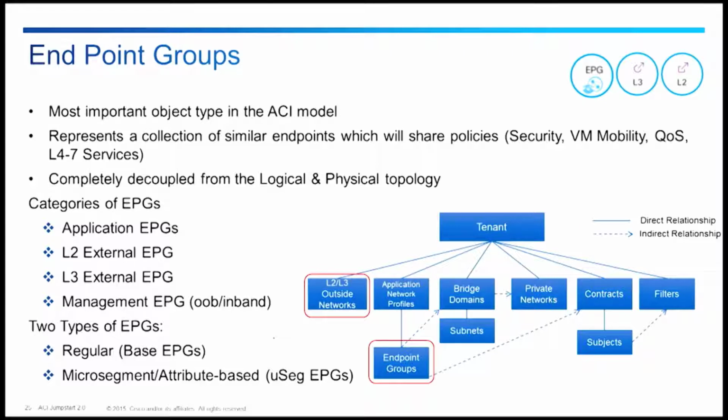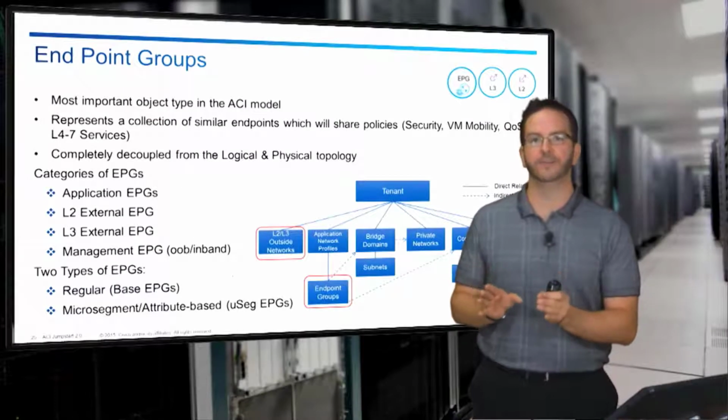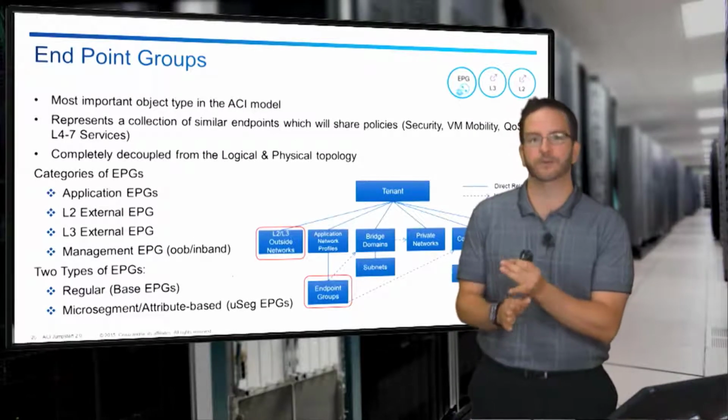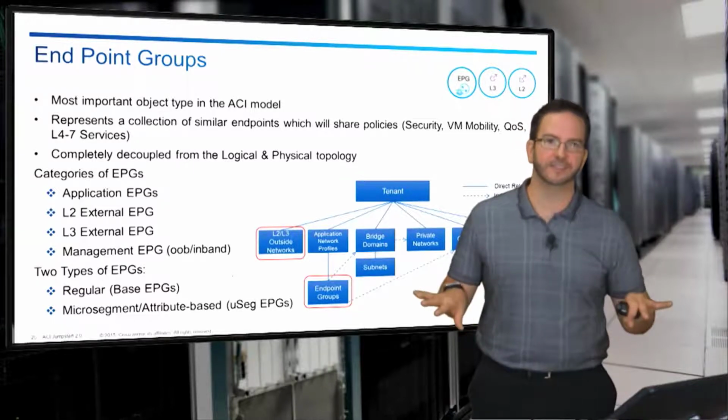So when you're deciding how you want to divide up your various endpoint groups, just consider policy. Do I need to restrict any endpoints within that endpoint group? If I do need to restrict them from talking to each other, makes sense that they become their own endpoint groups.